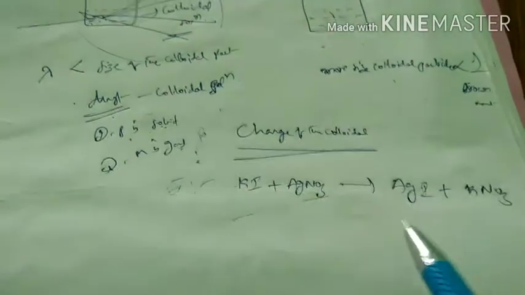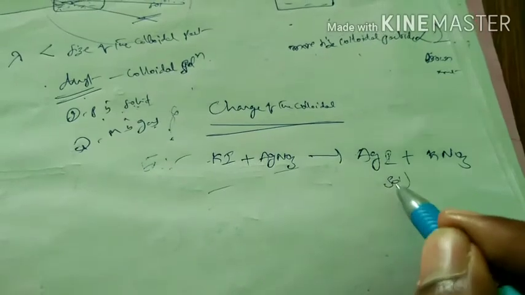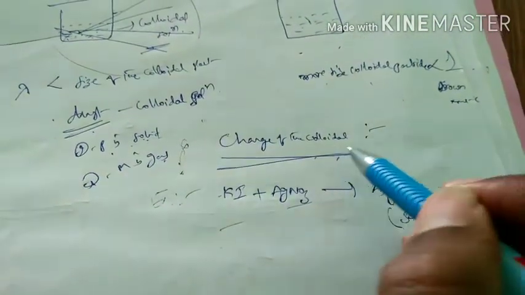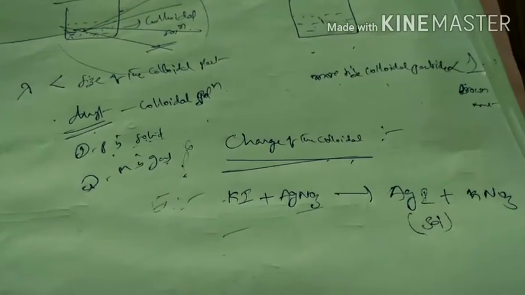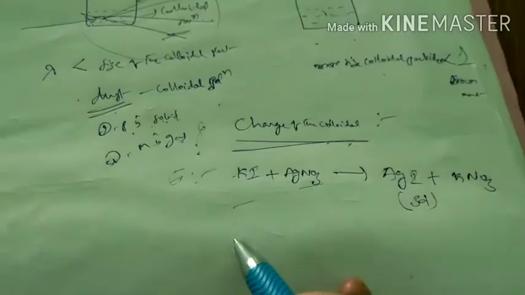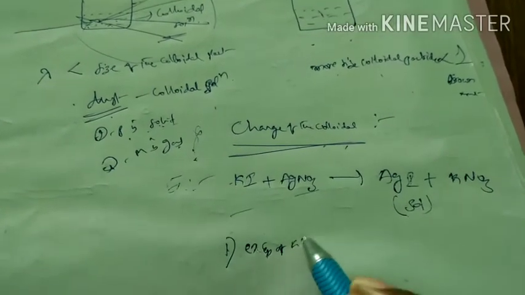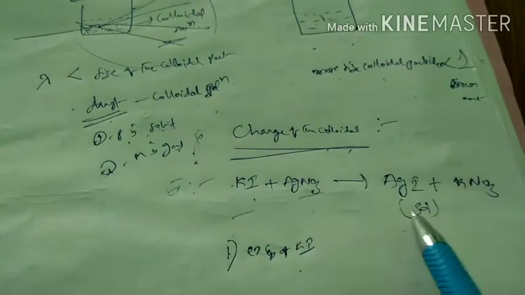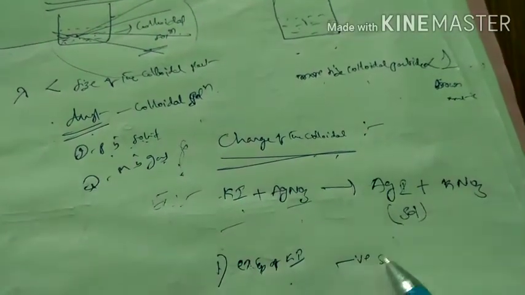KI and AgNO3 react with each other, and we get AgI and KNO3. Here AgI is a sol. You have to know one point here, that is the charge of the colloidal solution. Each colloidal particle has some charge, either positive or negative. Here two cases are there. If excess of KI is added in the above equation, this is the sol, nothing but a colloidal solution, then a negative sol will be formed.